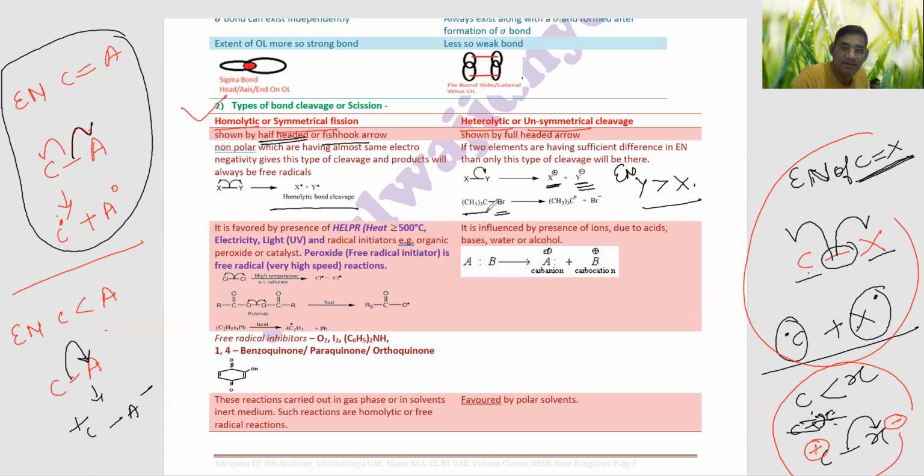(CH3)3C-Br. This is tertiary butyl bromide, which on cleavage will give Br minus and (CH3)3C plus, that is a carbocation. Heterolytic cleavage will take place.